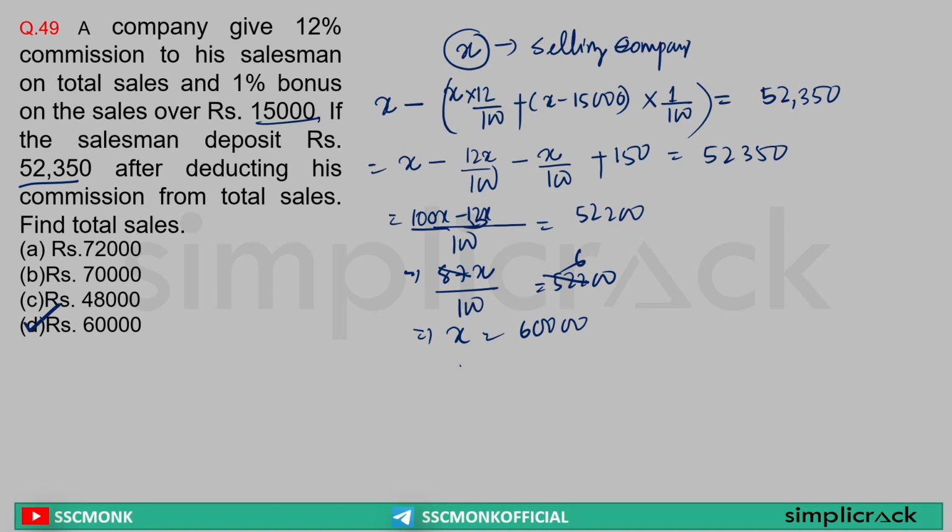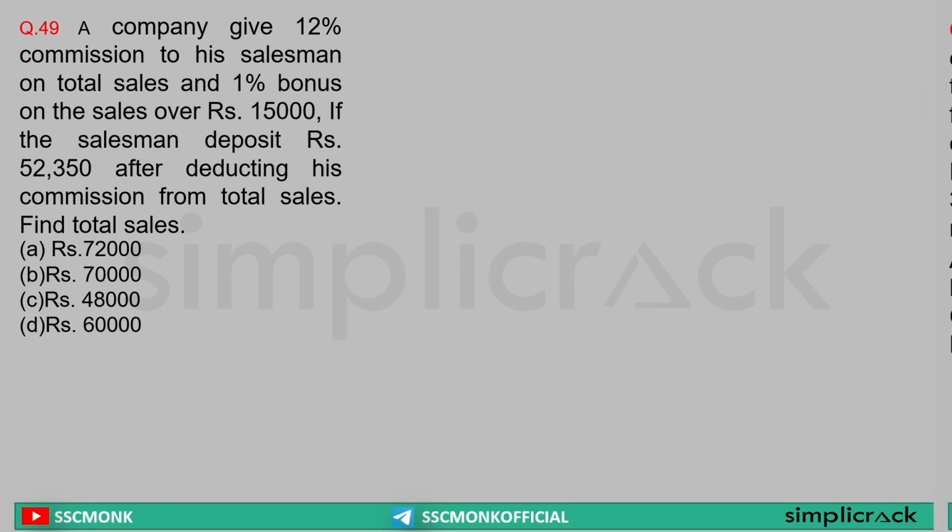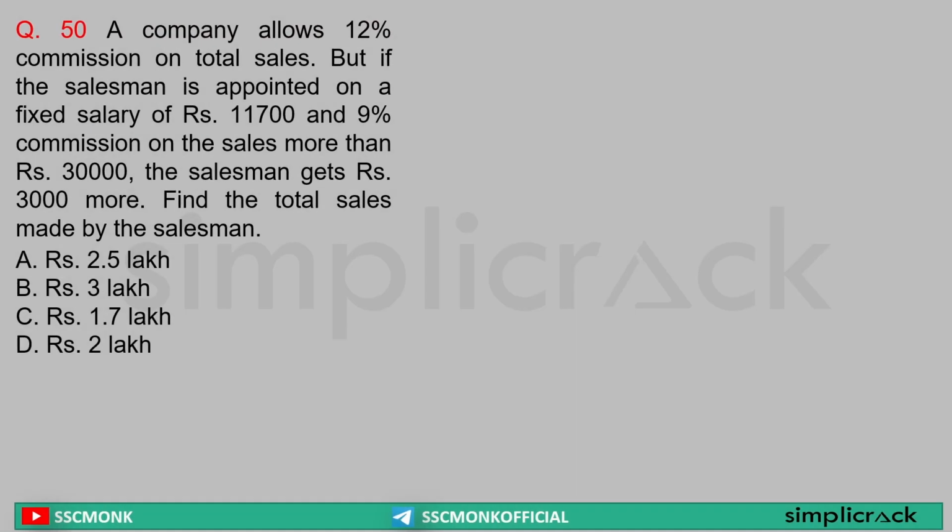Clear? This may seem difficult. This may seem calculative at the beginning, but when you solve it, you will get it sorted. Next. A company allows 12% commission on total sales. But if the salesman is appointed on a fixed salary of this much and 9% commission on sales of more than 30,000, the salesman gets this much. So this is a homework. This will be a calculative question, so it should be a homework for all of you.